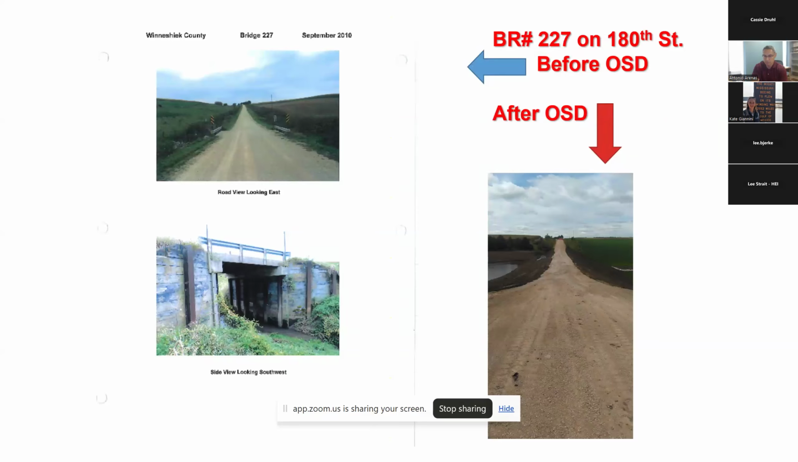This alignment's not near as bad. The bridge is a little wider, but now you can see it at the end. Our slopes are better, and we actually got a picture where you can see there's water in it. We haven't even got it seeded yet, and it's doing its job. So next.